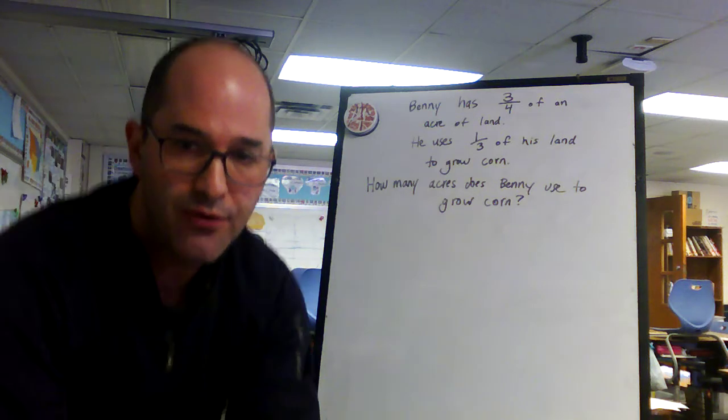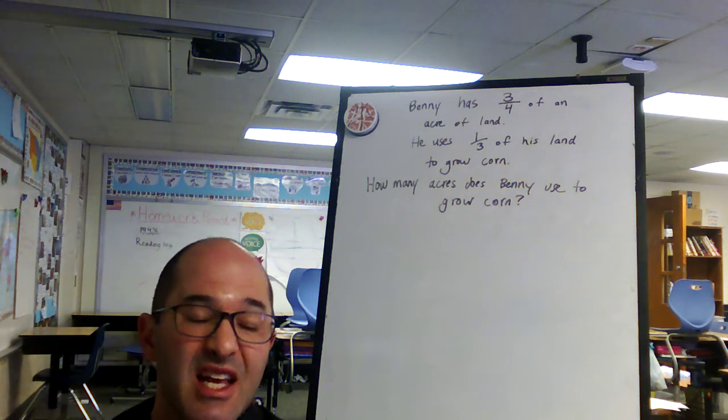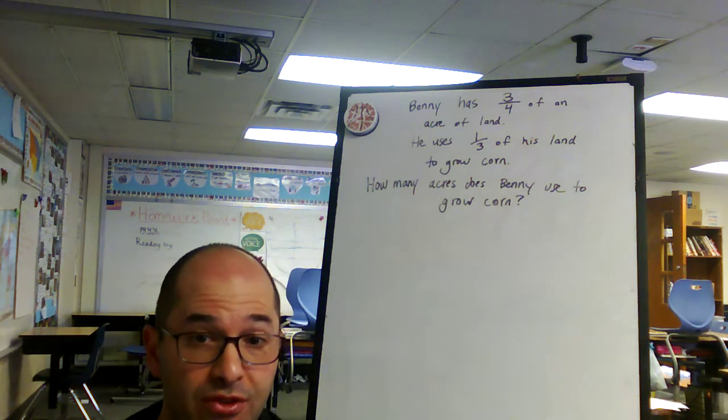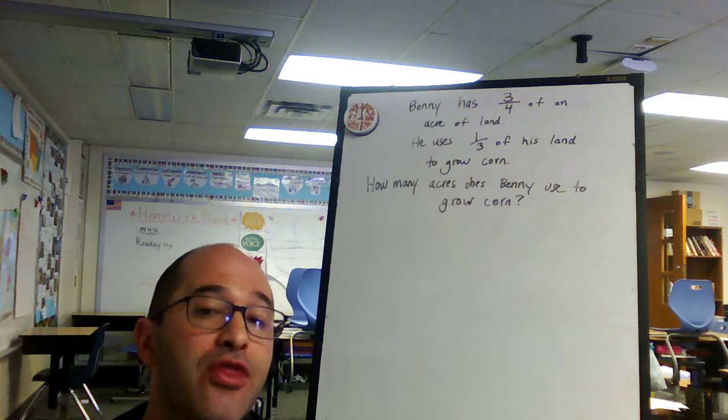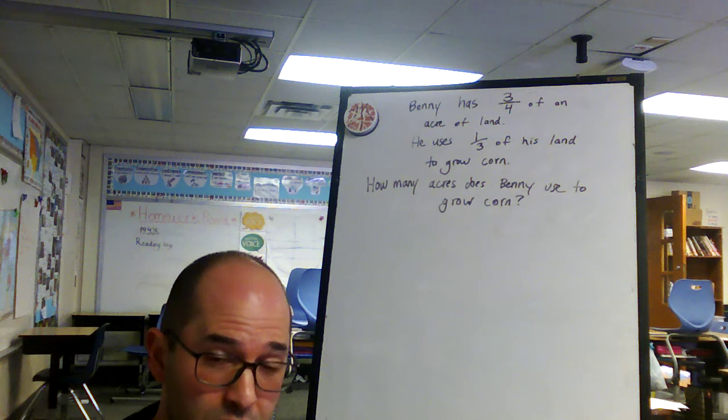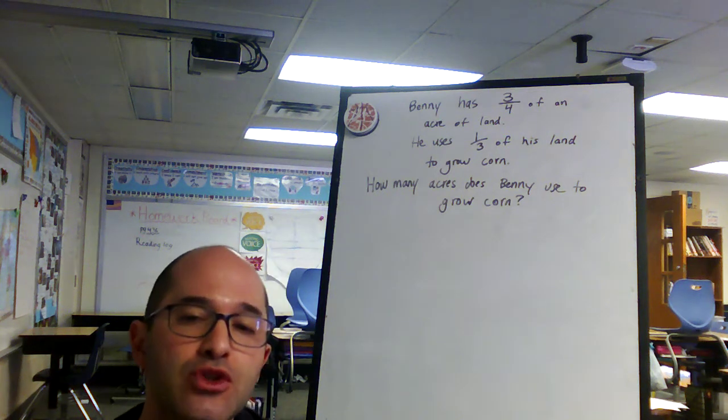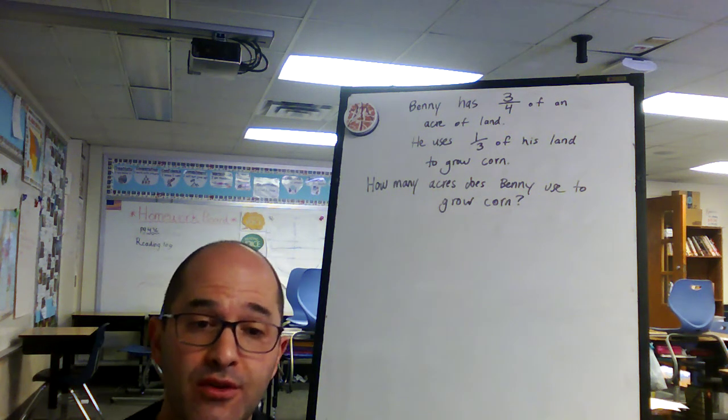So Benny has 3/4 of an acre of land. That's less than a whole acre, right? 3/4 of an acre is less than 1 acre. He uses 1/3 of his land to grow corn. So he uses 1/3 of 3/4.